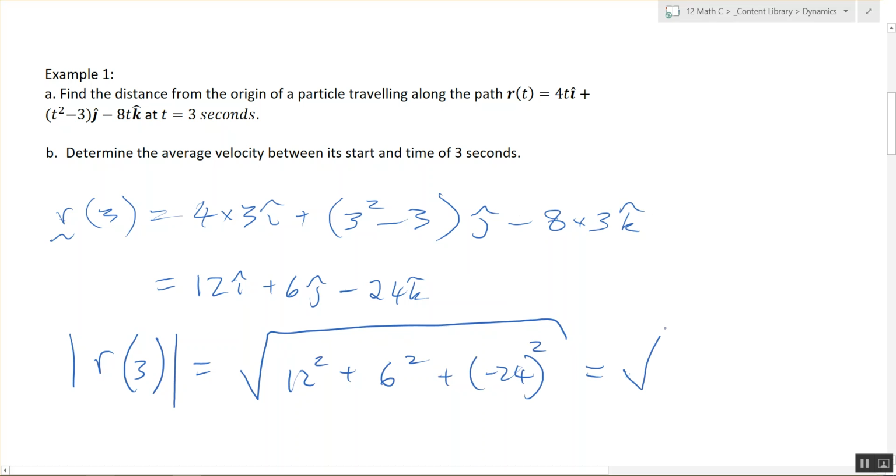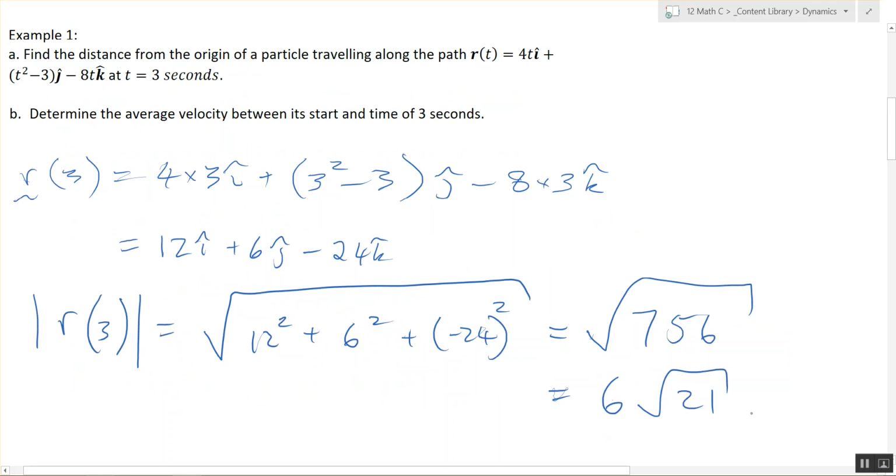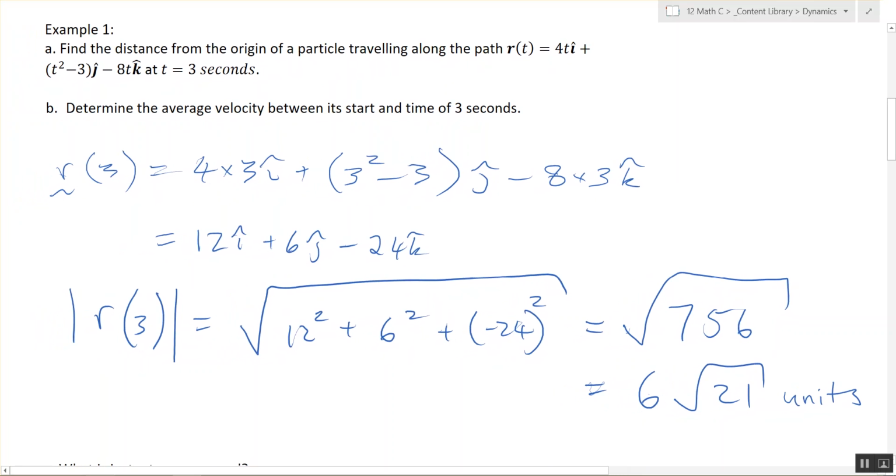Alright, let's do it in surds. It's 27.495. What do we put at the end? Meters. Units. Okay?